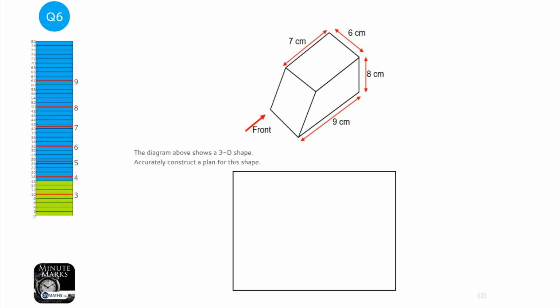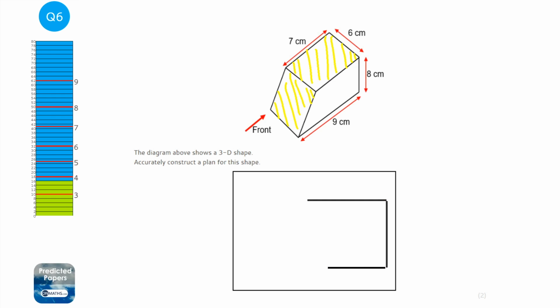What does plan mean? Plan means view from the top. So what of this shape are we going to see from the top? Well, we're definitely going to see this one. But we'll also see this one as well. Now we've got to work out what the sizes of them are going to be. Well, the top one's easy, it's just 7 centimeters by 6 centimeters. Now I'm not going to be able to draw this accurately because I don't have a ruler, but we can almost get it right. And if I label it, that's going to be 7 centimeters, and that should be 6 centimeters.